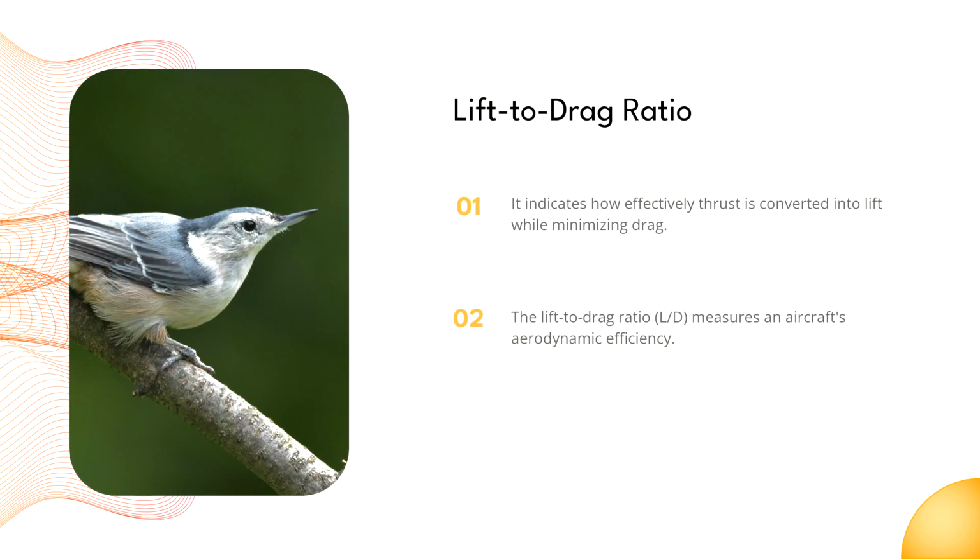So lift to drag ratio. It indicates how effectively thrust is converted into lift while minimizing drag. The lift to drag ratio measures an aircraft's aerodynamic efficiency. The higher the ratio, the more efficient. It is the amount of lift generated by a wing or airfoil compared to its drag.